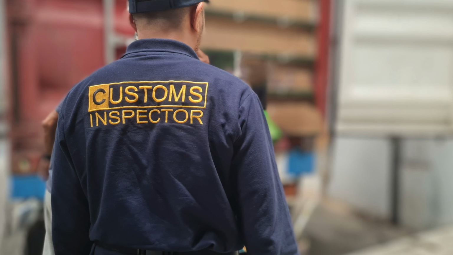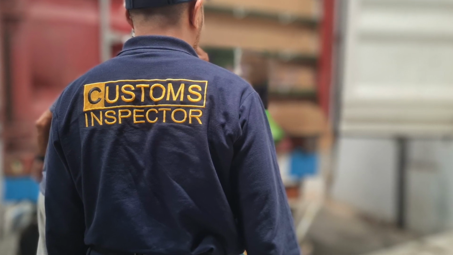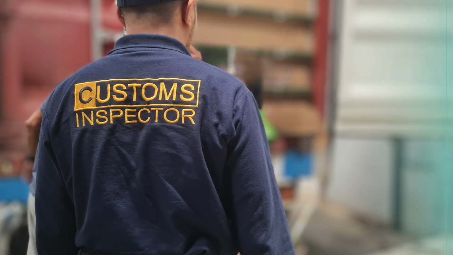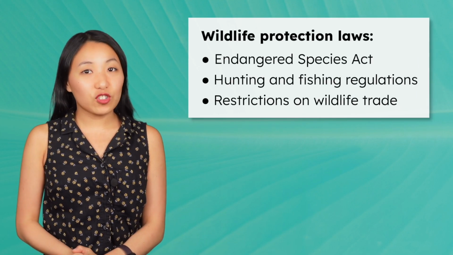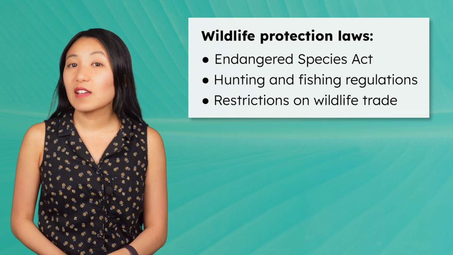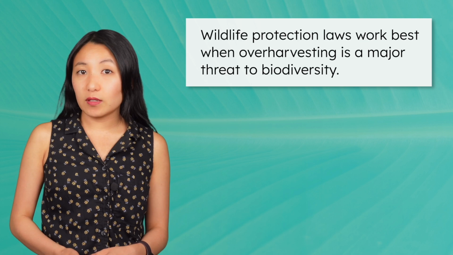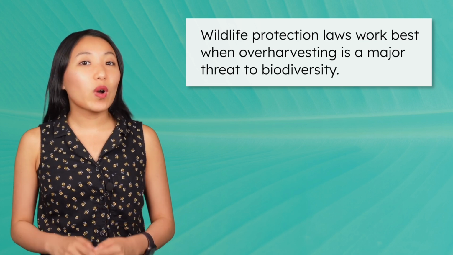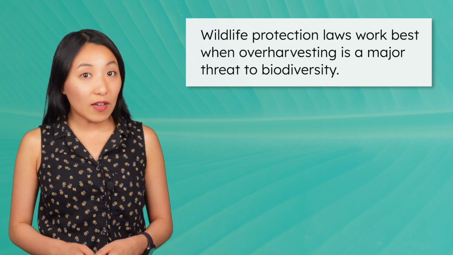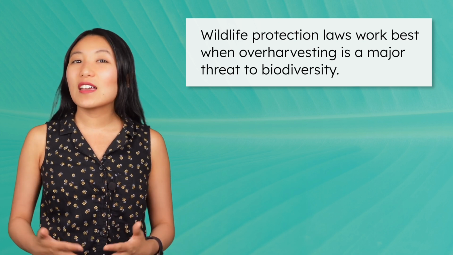Customs officers and wildlife enforcement agencies use these laws to stop poaching and protect endangered species. All of these wildlife protection laws, the Endangered Species Act, hunting and fishing regulations, and restrictions on wildlife trade, work best when over-harvesting is a major threat to biodiversity. By slowing down wildlife harvesting to sustainable levels, we can ensure that affected species will continue to thrive in the future.